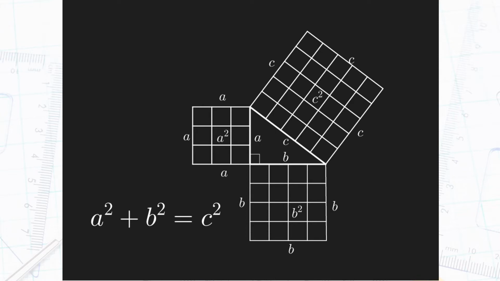There's another visual of it. If one side is 3, the other side is 4, the hypotenuse is 5. You add their squares together, so we get 9 plus 16 is 25, and 25 is the same as 5 squared.